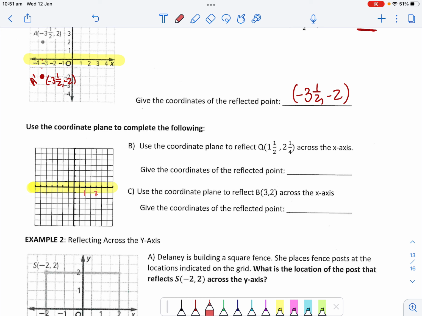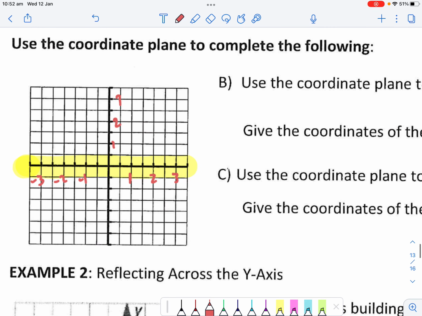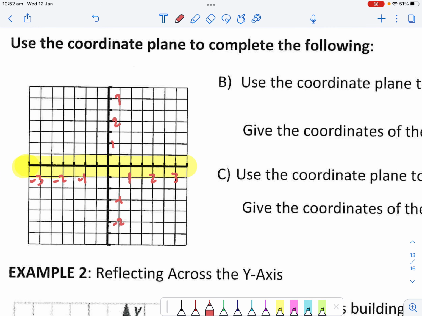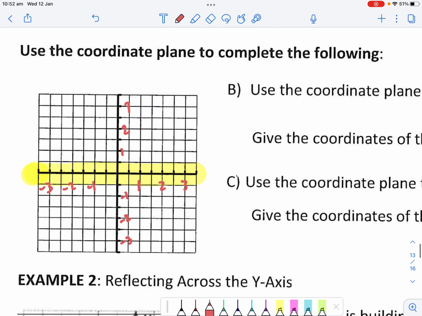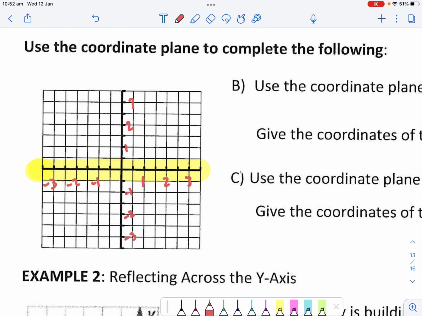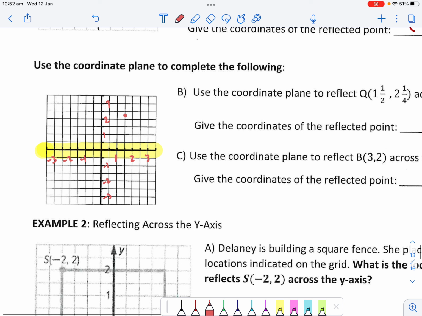Oops, too far. So -1, -2, -3, 1, 2, 3, makes it a little bigger, -1, -2, oh, I went too far. So this is -1, -2, -3. So I'm going to plot the point 1.5, 2.25. So 1.5 is going to be in between 1 and 2. And then 2.25 is actually going to be in between the 2 and then the half. So this is going to be point Q.